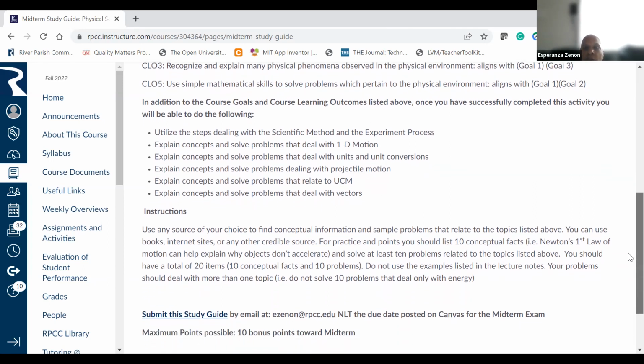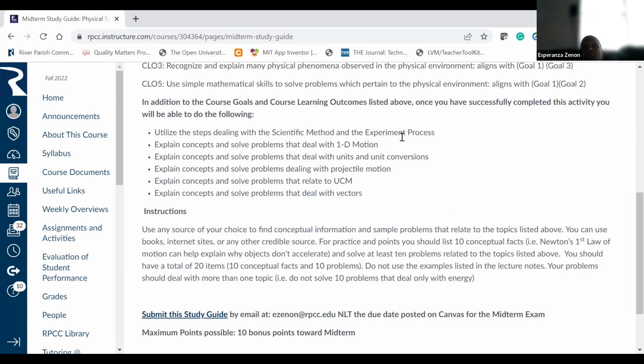Now, what do you have to do for the study guide? It says, use any source of your choice to find conceptual information and sample problems that relate to the topics listed above. I'll give you some hints. In the announcements, the extra resources that I provide are fair game. Also under useful links, there are lots of sources. There are textbooks, there are free websites. You can use any of those or any other website that you like and find concepts and problems that relate to these topics. You have to list 10 concept facts and solve 10 problems.